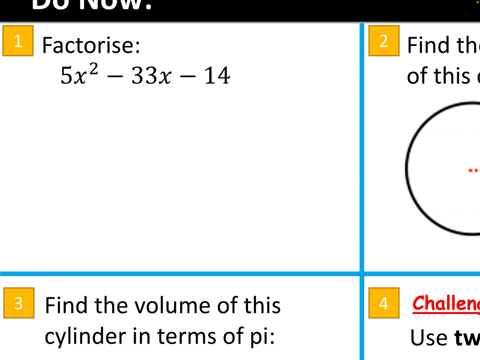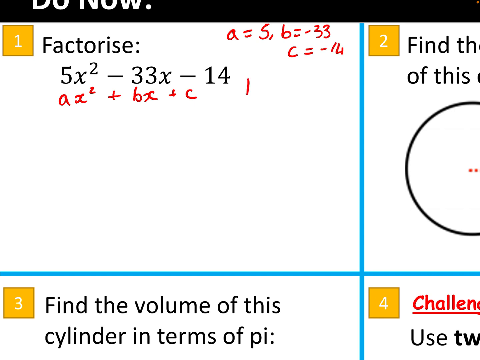So, to factorise this, we need to first note that this is in the format of ax squared plus bx plus c. It is the general equation of a quadratic. In this case, we have that a is equal to 5, b is equal to negative 33, and that negative sign is important, and c is equal to negative 14.